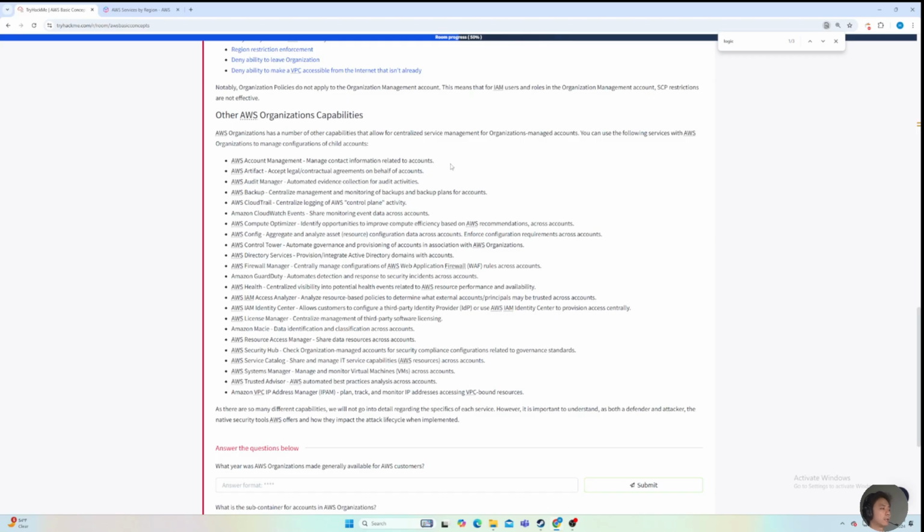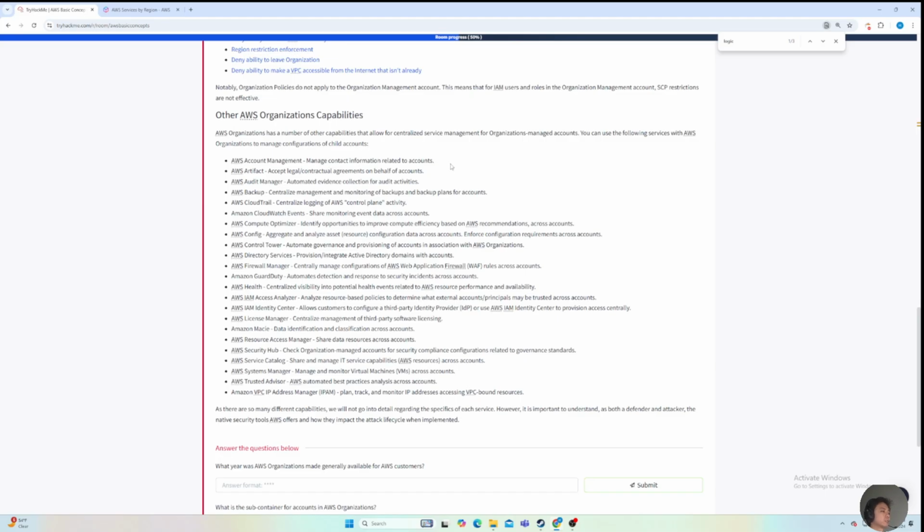Last but not least, Amazon VPC IP Address Manager, or IPAM, plan, track, and monitor IP addresses accessing VPC-bound resources. As there are a lot of services and so many different capabilities, we will not go into detail regarding the specifics of each service. However, it is important to understand, as both a defender and attacker, the native security tools AWS offers and how they impact the attack lifecycle when implemented.